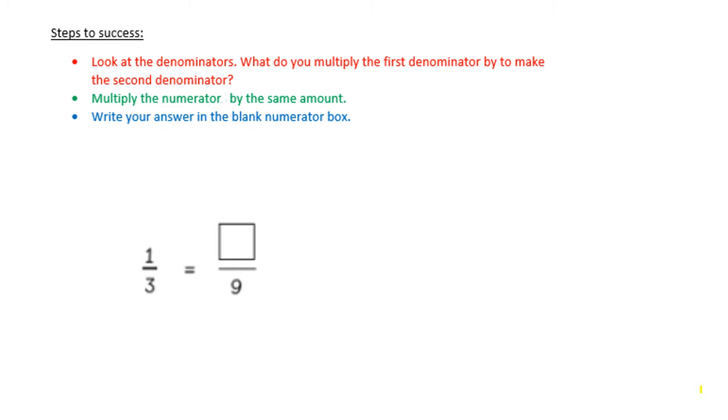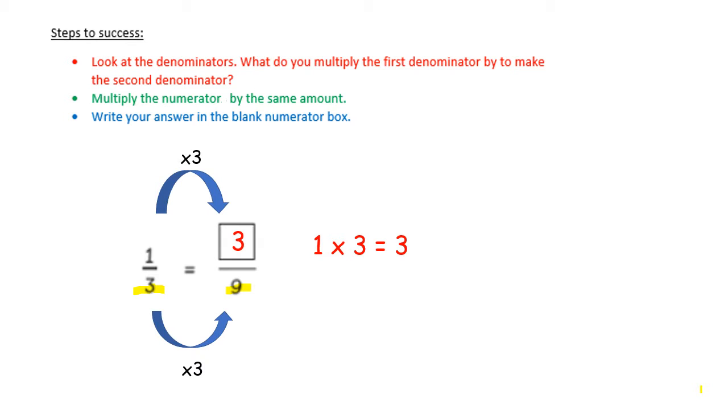Let's go through one more example. We're going to do the exact same thing again. So we're going to look at our denominators. We've got a 3 and we've got a 9. What do you multiply the first denominator by to make the second denominator? So 3 times 3 is 9. If you multiply the denominators by 3, you need to do the same thing to the numerators. So we need to do 1 times 3 is 3, okay?